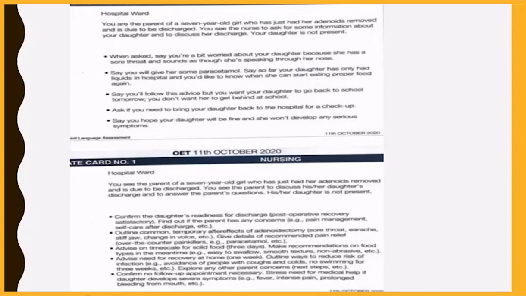So read the next task. Advice on time scale for solid food, 3 days. Make recommendations on food types in the meantime. Example, easy to swallow, smooth textures, non-abrasive, etc. Yeah, so I'm asking because she's been on liquids for some time. When can she start solids? That is my worry. You can say, as a mother, please write it down: as a mother, I can understand your concern. See, it is good if you say one word like that.